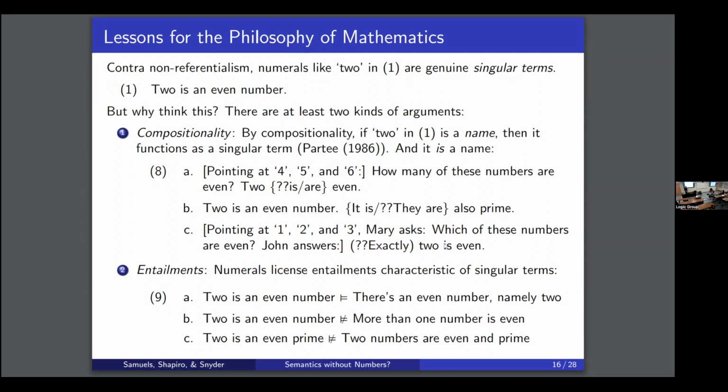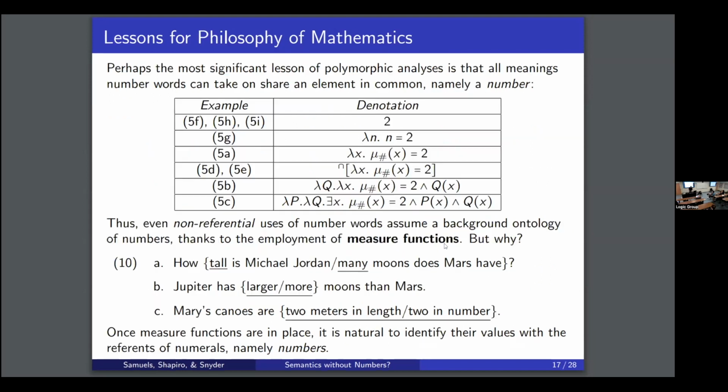Okay, so those are two pretty straightforward arguments that numerals are in fact singular terms, and they refer to numbers, just as extant polymorphic analyses suggest, contra non-referentials. A third, and maybe the most important lesson for philosophy of mathematics, is that all of these different meanings that 2 can take on are all related.